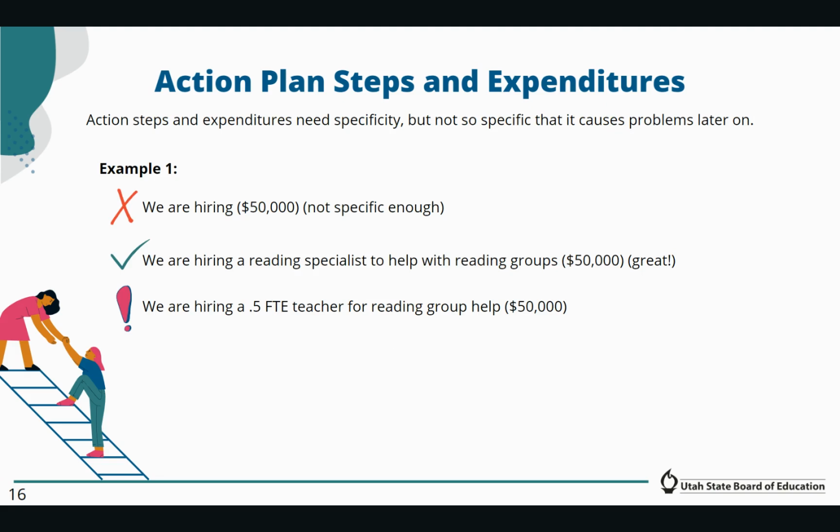As mentioned, action plan steps should be specific, but not so specific that it causes problems later on. In this example, using "we are hiring" is not specific enough. A way to write this action plan step with enough specificity is, we are hiring a reading specialist to help with reading groups. This wording is explicitly clear on how the step will support the goal.